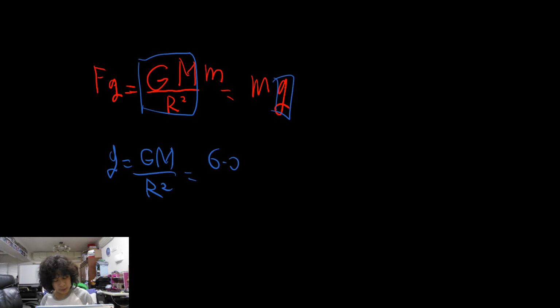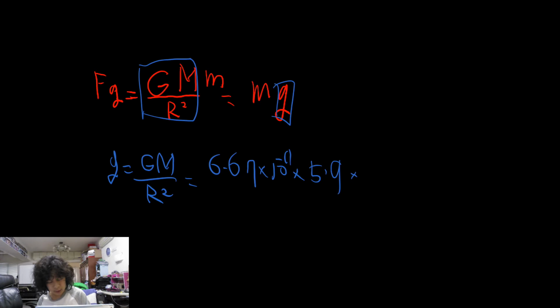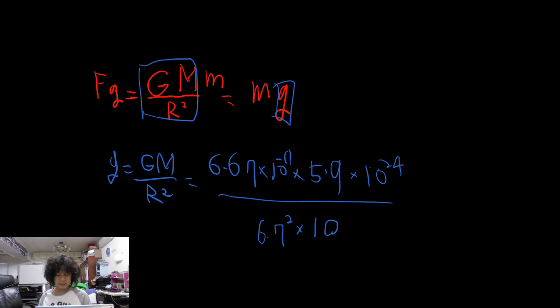Which is equal to 6.67 times 10 to the negative 11th power, times the mass, which is about 5.9 times 10 to the 24th power, divided by the R, which is 6.7 squared times 10 to the... let me think. Let me see. The radius is 6,700,000, which is 1, 2, 3, 4, 5, 6. Okay, so that is 10 to the 12th power because it's squared.